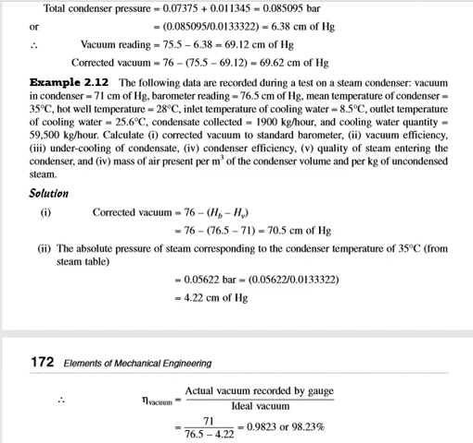From this condenser temperature, you have to find out the pressure from the steam table. We are getting 0.05622 bar. Again, you have to consider the cm of Hg, so divide by the conversion factor 0.01332. We'll get the condenser pressure of steam equal to 4.22 centimeter of Hg.